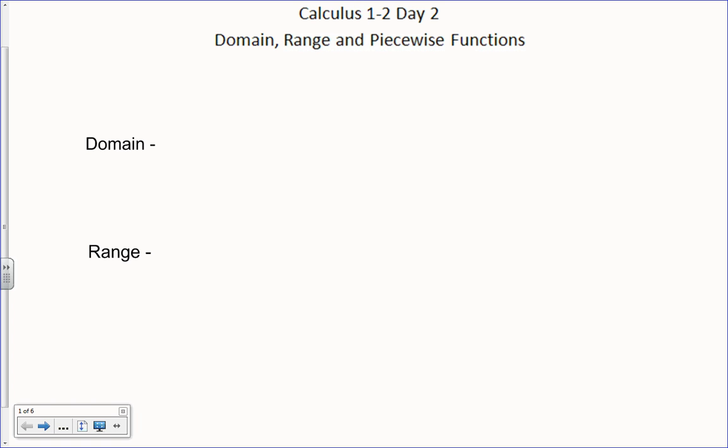So first thing we're going to do, very important. I used to skip over this, but then I realized how important it was, because people didn't know it as well as I thought they did. And that's domain and range, which is going to be the focus for today. Domain is the set of all x values that create real y values in an equation.